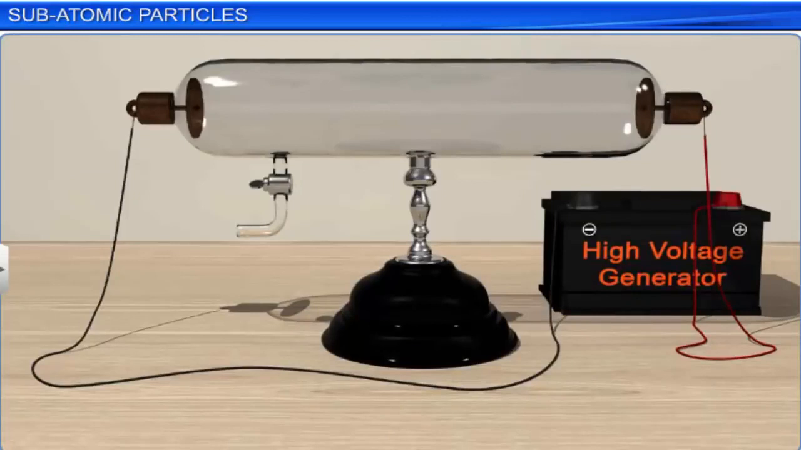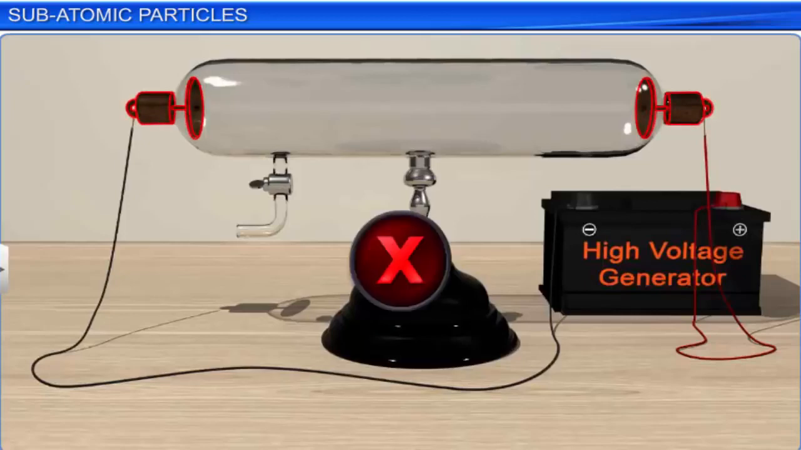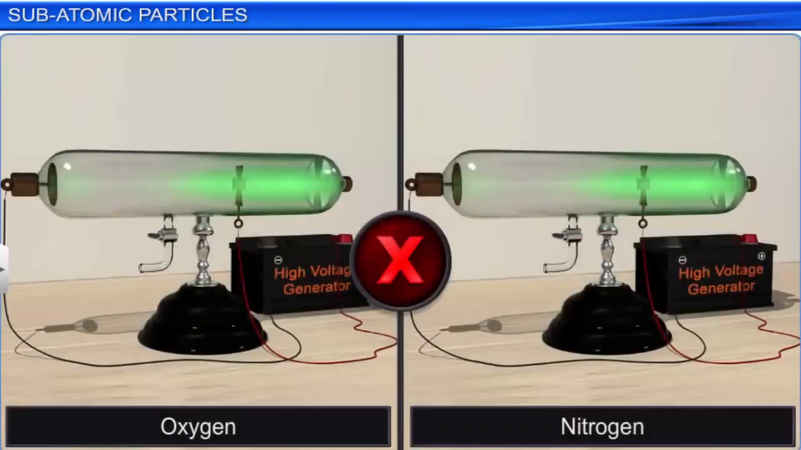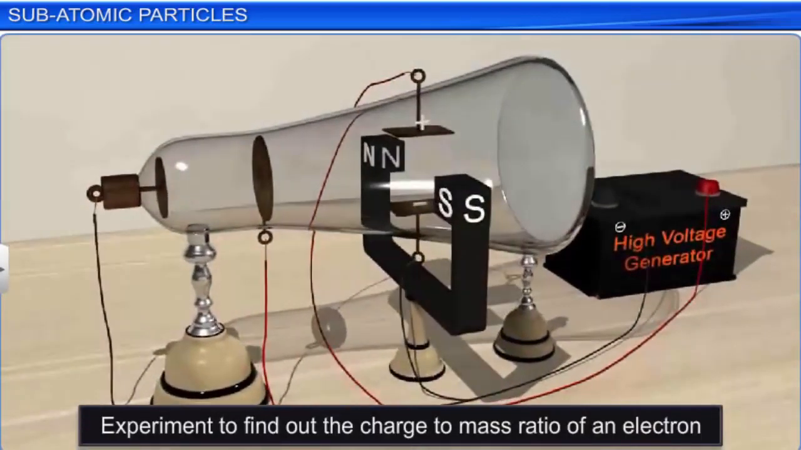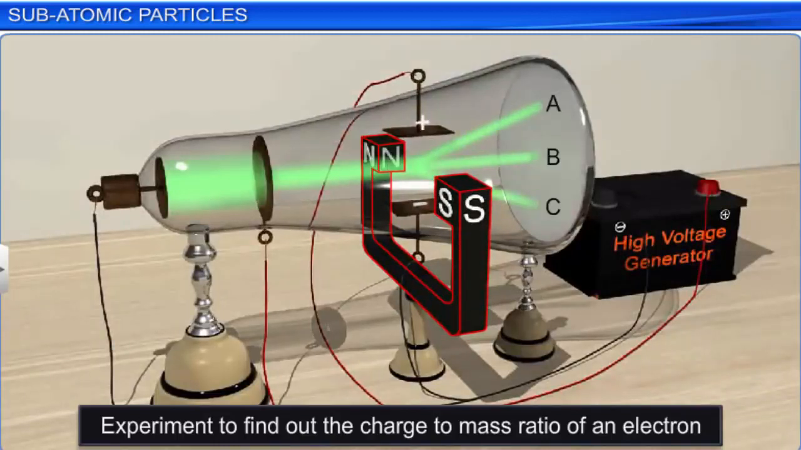Through his experiments, Thomson also concluded that the properties of cathode rays do not depend upon the material of electrodes and the nature of the gas present in the cathode ray tube. This led him to the conclusion that electrons are the basic constituents of all atoms. Thomson then tried to calculate the charge to mass ratio of electrons by applying electrical and magnetic field perpendicular to each other, as well as to the path of electrons flowing in a cathode ray tube.